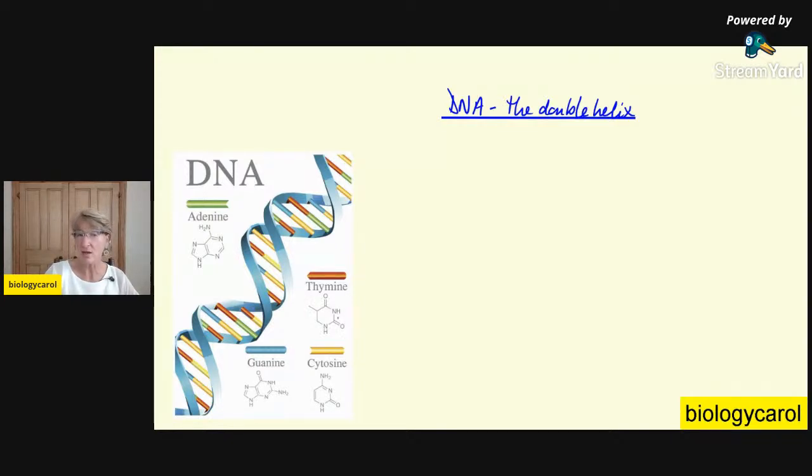Adenine pairs with thymine with 2 hydrogen bonds. OCR, you need to know that it's with 2 hydrogen bonds. Guanine and cytosine, they pair up with 3 hydrogen bonds.